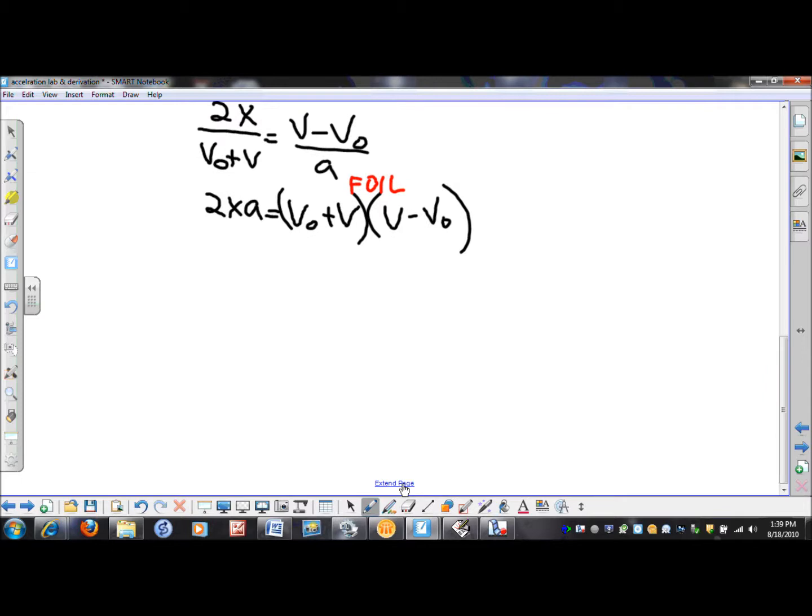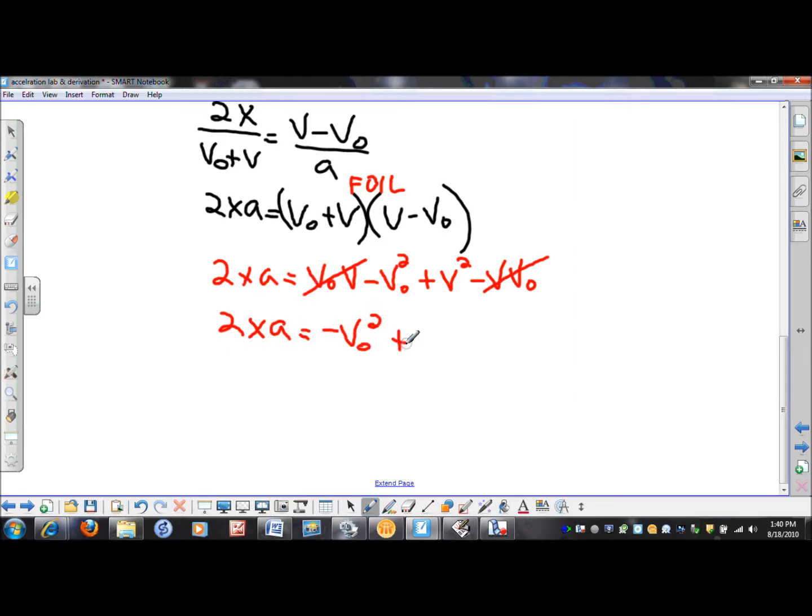Spin the page. And we're going to say 2xa equals first, v naught times v. Outside, positive or negative? Negative v naught squared. Inside, positive v squared. Last, minus v naught v. V naught v, v naught v. These are the same. So, plus and minus. These go away. See that? Now, we get 2xa equals negative v naught squared plus v squared.